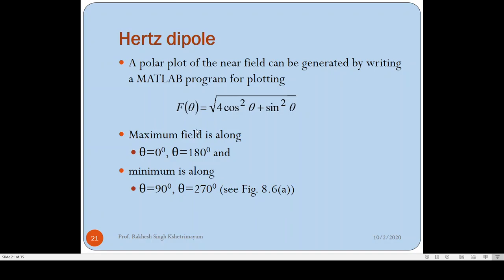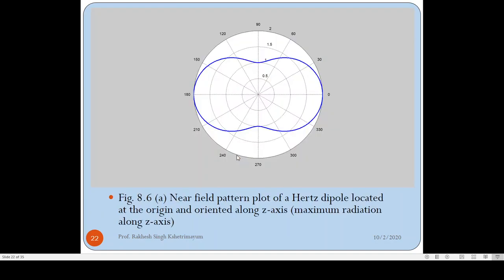Looking at this term, it will have a maximum field for theta equal to 0. When theta is 0, sine becomes 0 and cosine becomes 1. So you'll have a maximum value when theta is equal to 0 or theta is equal to pi, and a minimum value when theta is equal to pi by 2, when this term becomes 1 and this term becomes 0, or theta is equal to 3 pi by 2. So this is the plot of the electric field radiation pattern for the Hertz dipole in the near field.